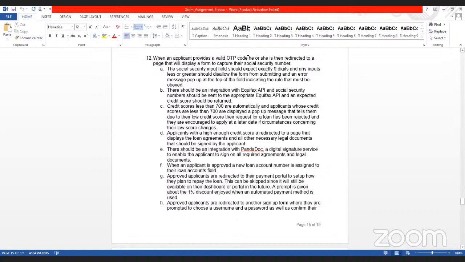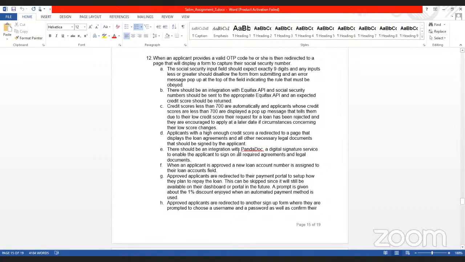When they have the OTP done well, that's when they get to the form where they have to send their social security number, which is supposed to be exactly 9 digits. It checks to make sure it's exactly 9 digits, and if they get it wrong, they get an error message and can't proceed any further. The credit score is then sent to Equifax, which checks the social security number and the credit score. When it is less than 700, automatic rejection. If not, they go forward.